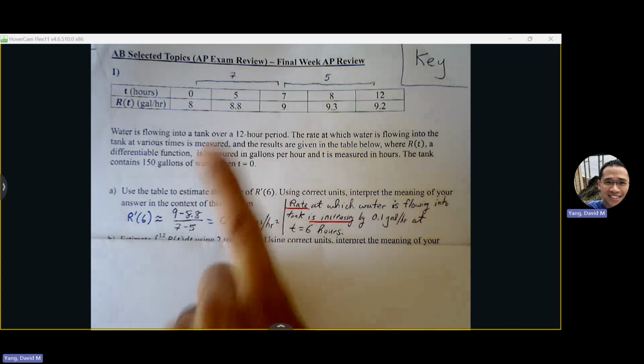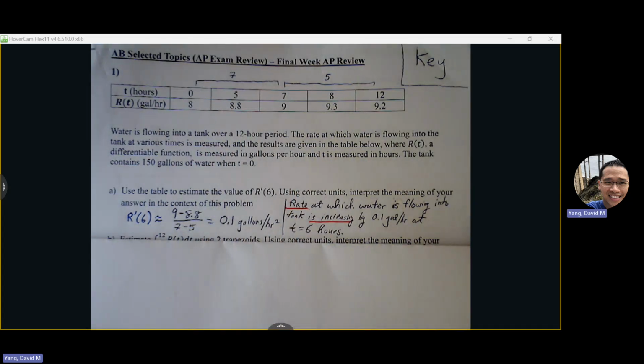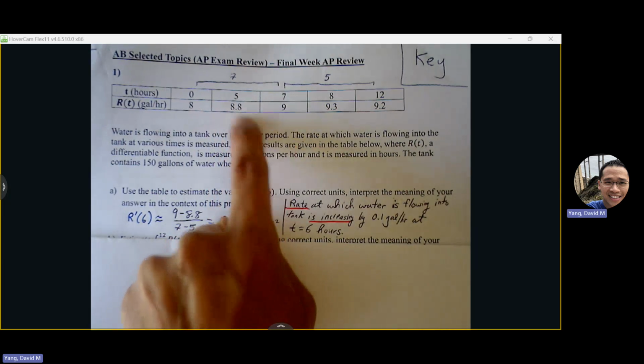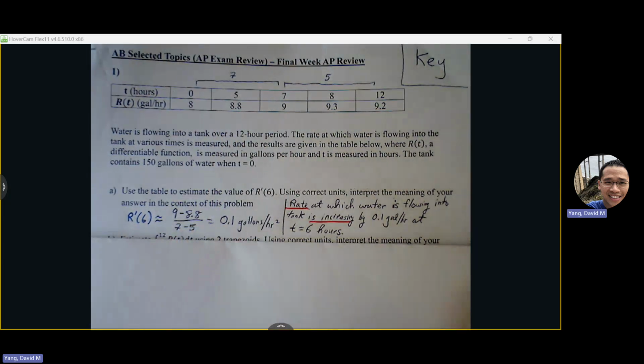So I just did change in the rates over the change in time. My units will change, gallons per hour squared. And what that tells us is that the positive number indicates my rate is increasing, right? The water flow is increasing from 8.8 to 9, and that rate is going to come out to be 0.1 gallons per hour squared.